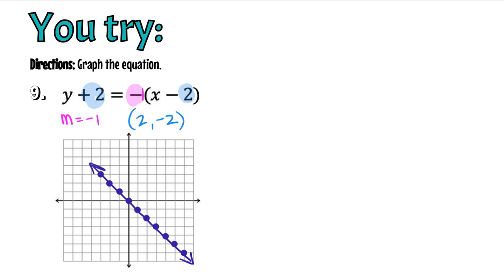And then we had the point 2, -2. When we plotted that point, then we graphed down 1 to the right 1, down 1 to the right 1. We have a slope of -1, connected our points, and added arrows to the end.